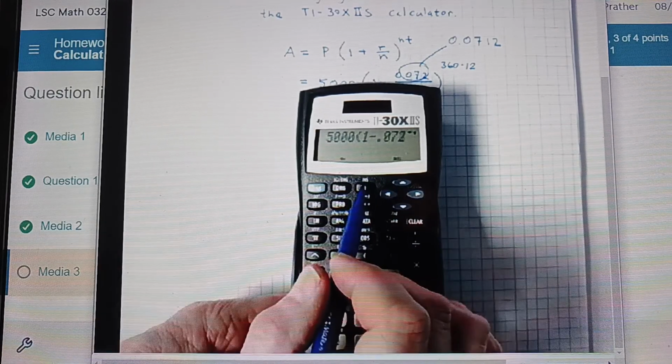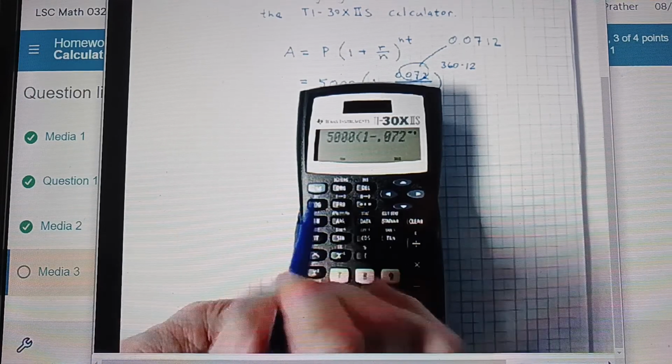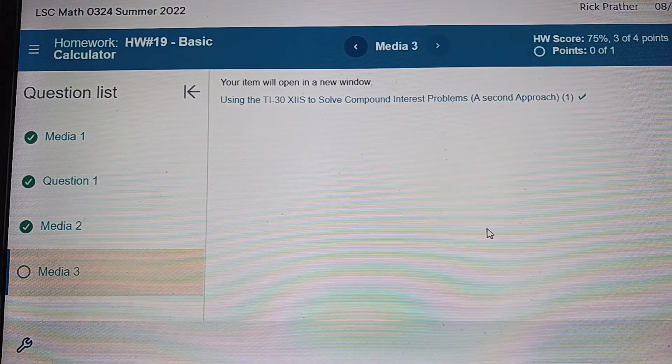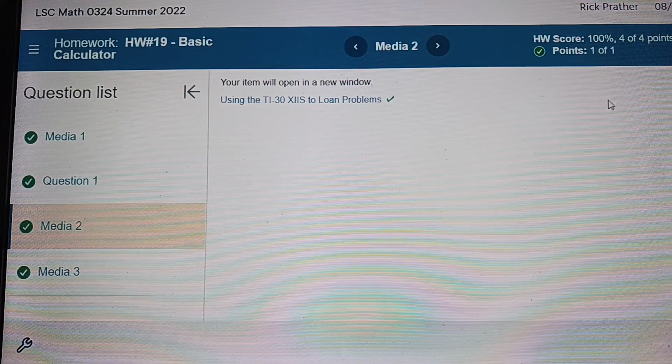For insert. That's in blue ink. That means we hit the blue second key first. So that's fine. If you don't even have one of these types of calculators, this doesn't really apply to you anyway. So there, now I have 100% on that. So yeah, I was right.